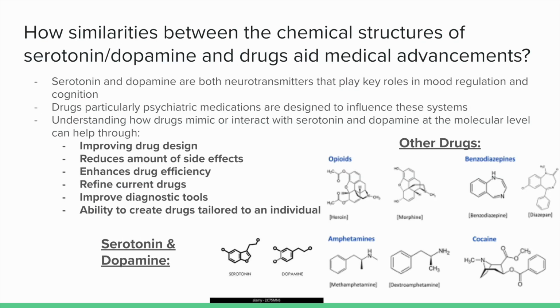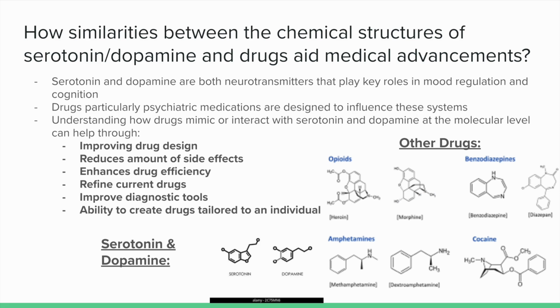And then, how similarities between the chemical structures of serotonin and dopamine with drugs aid medical advancements. Serotonin and dopamine are both neurotransmitters that play key roles in mood regulation and cognition. Drugs, particularly psychiatric medications, are designed to influence these systems. Understanding how drugs mimic or interact with serotonin and dopamine at the molecular level can help scientists in multiple ways.